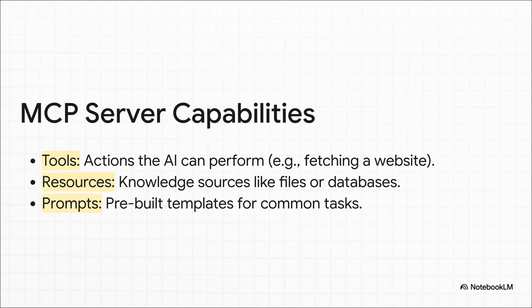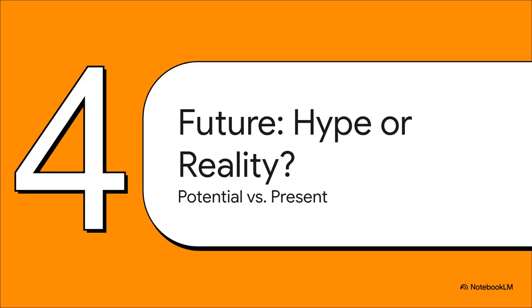First, there are tools. These are the action verbs, like search something or fetch a web page. Second, you have resources. This is the knowledge base. Think of a specific PDF file or a whole database. And finally, you have prompts, which are like pre-built recipes for common tasks, just to make sure the AI stays on track.